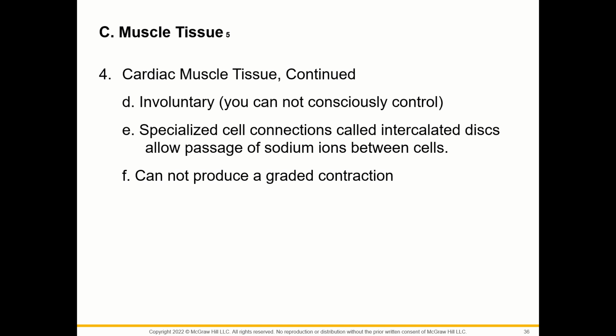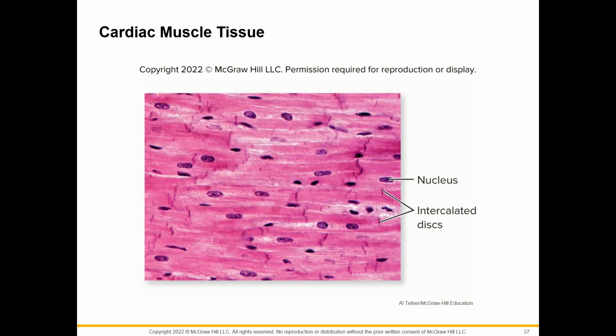And so these are cell connections called intercalated discs. They're a special type of gap junction. Cardiac muscle tissue cannot produce a graded contraction. This illustration is a photomicrograph of cardiac muscle, and you can see that the striated appearance and the dark staining intercalated discs are evident. This is figure 1.9.